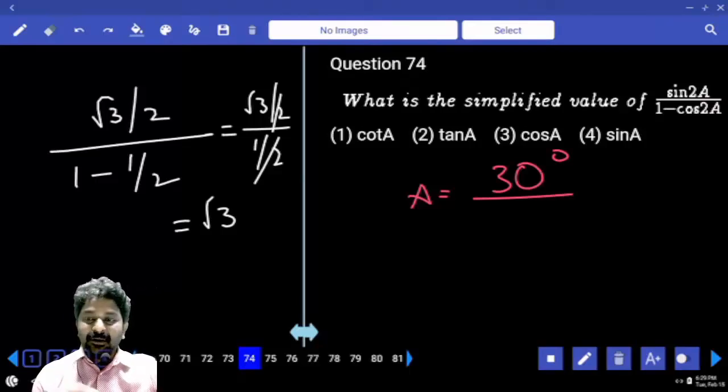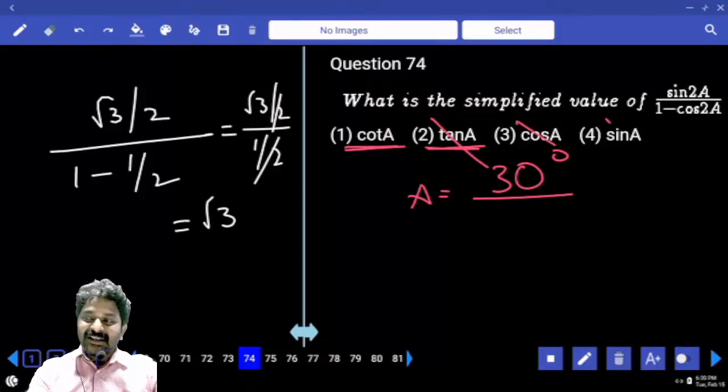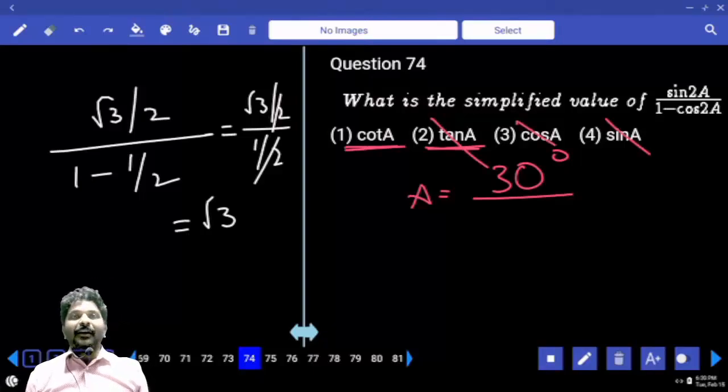What is cot 30? Root 3. This may be your answer, hold it. What is tan 30? This cannot be your answer. What is cos a? Cos a can never be your answer, sin a can never be your answer. Done. Cot a final.